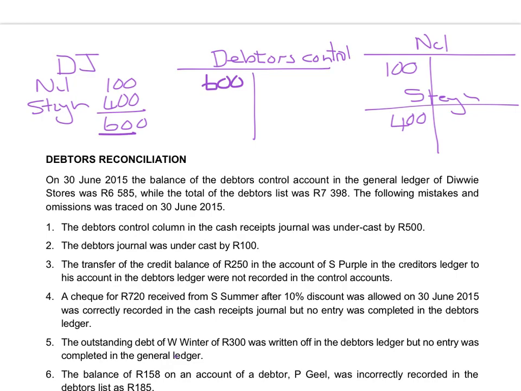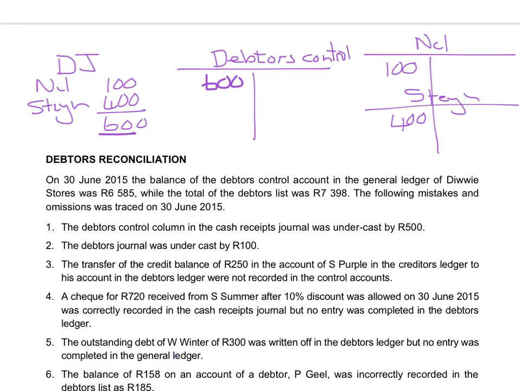At the end of the month, the totals of the debtors control column in the various journals will be posted to the debtors control account. The debtors control account is therefore a summary of all the entries in your debtors ledger. Therefore, the debtors control account should have the same balance as the balance in the debtors ledger.